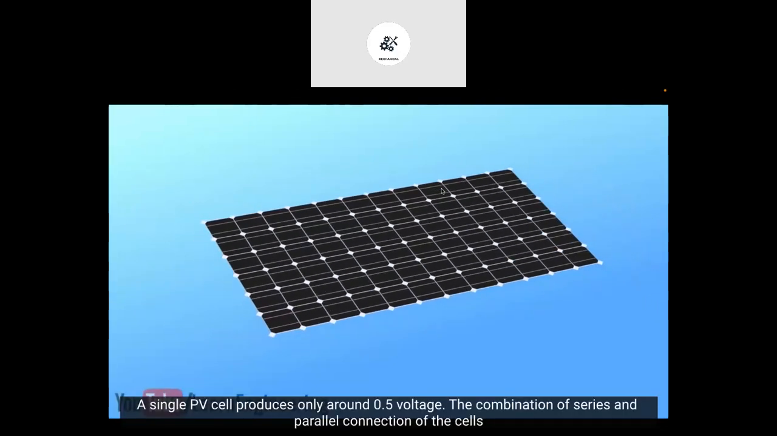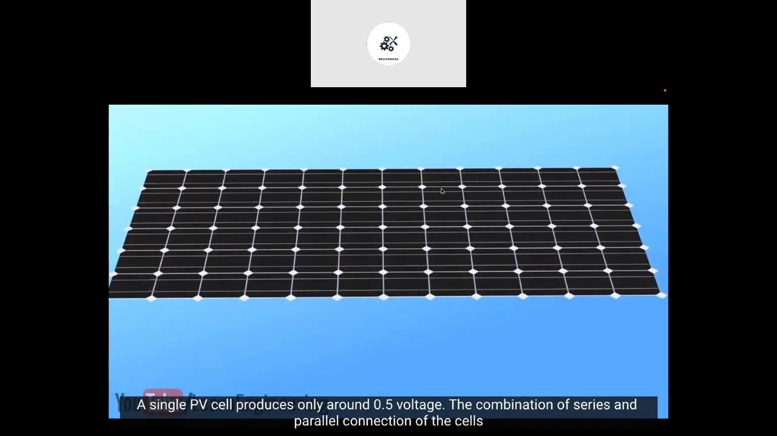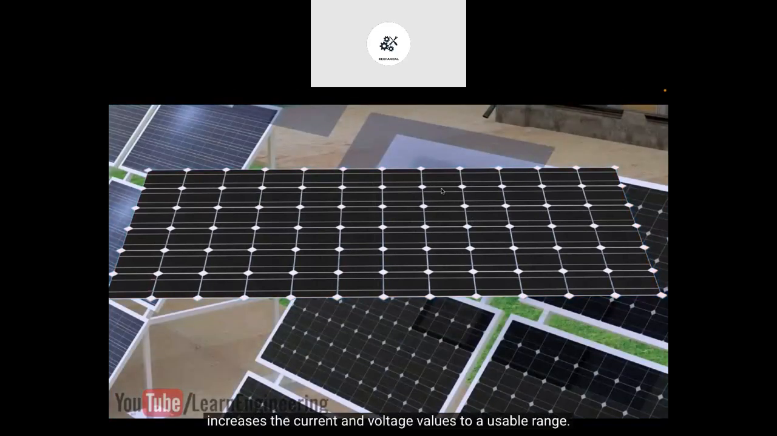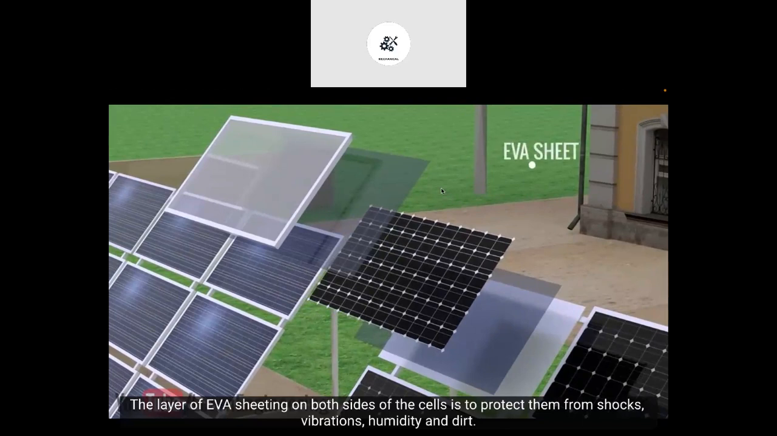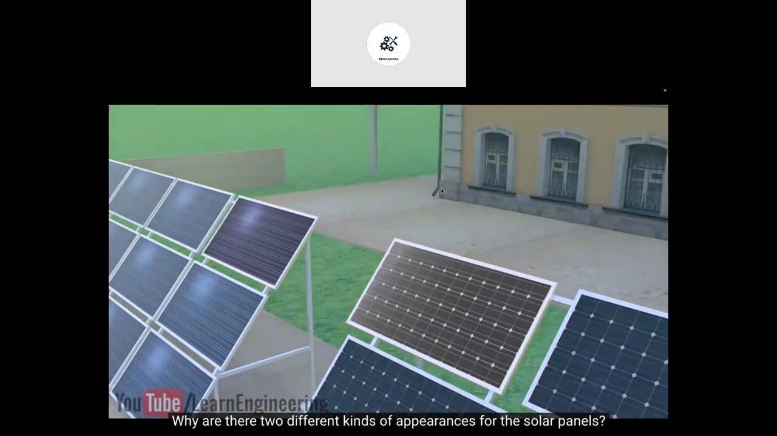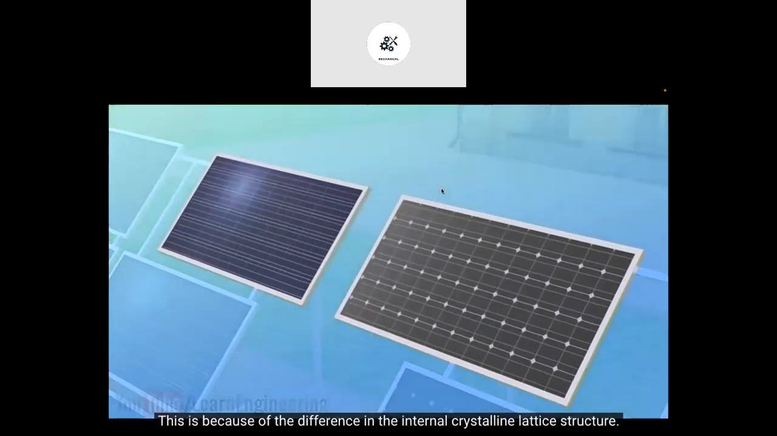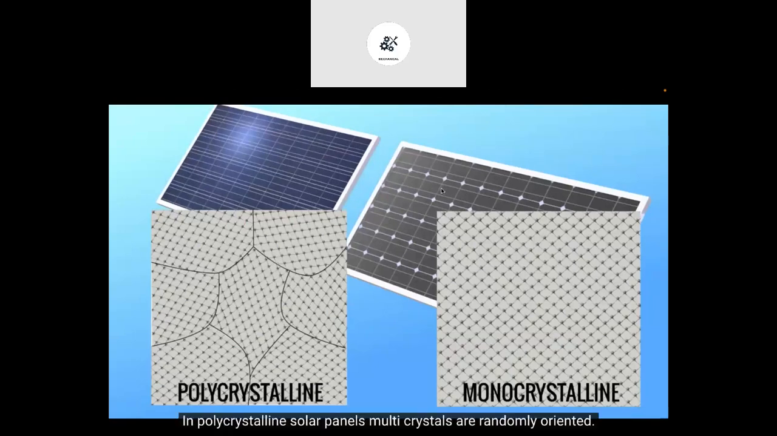When you connect these series-connected cells parallel to another cell series, you get the solar panel. A single PV cell produces only around 0.5 voltage. The combination of series and parallel connection of the cells increases the current and voltage values to a usable range. The layer of EVA sheeting on both sides of the cells is to protect them from shocks, vibrations, humidity, and dirt. Why are there two different kinds of appearances for the solar panels?